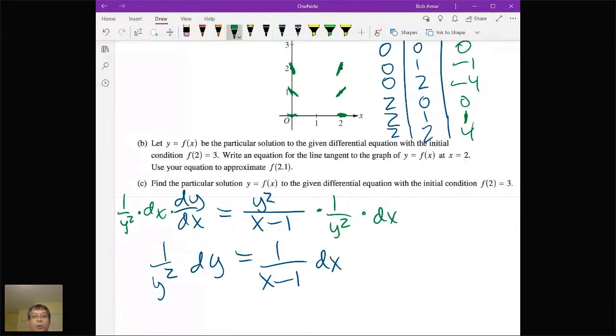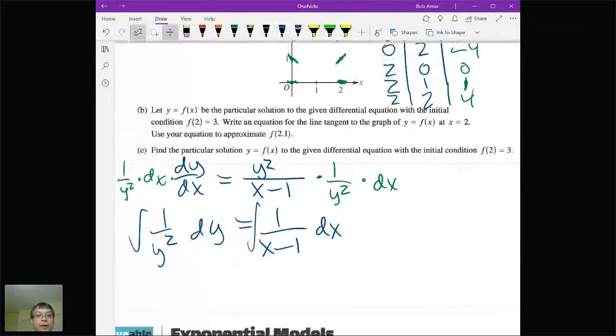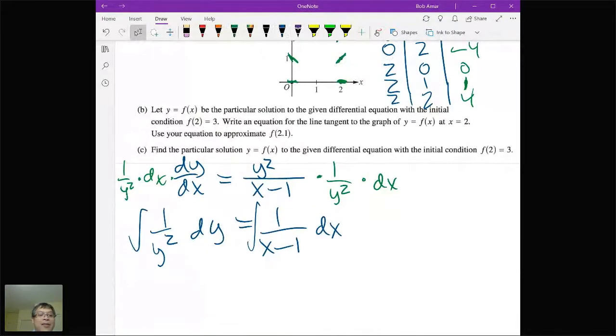What I like about this problem is that the way you anti-differentiate the left side is different than the way you integrate the right side. On the left side, just because you have a 1 over something doesn't make it an ln. This is y to the minus 2, right? And so its integral is negative 1 over y. You can double check that by differentiating this. It's negative y to the minus 1. Take the derivative of that using the power rule and see that you get the answer there.